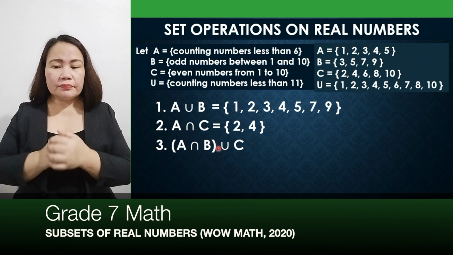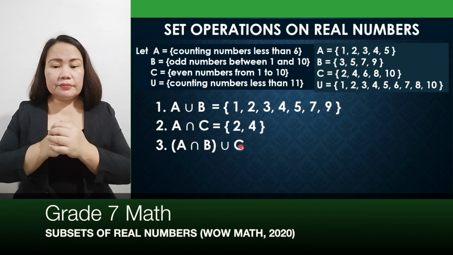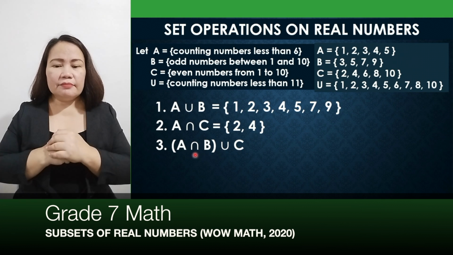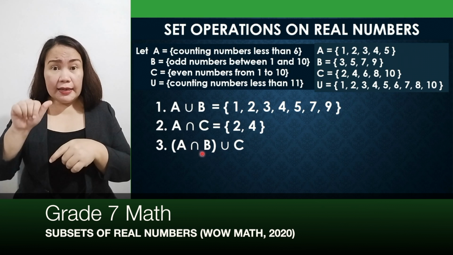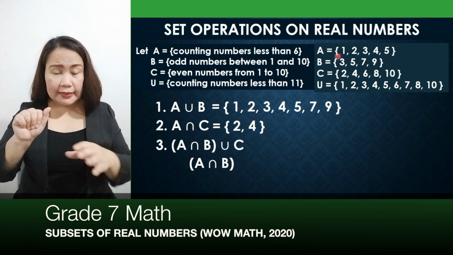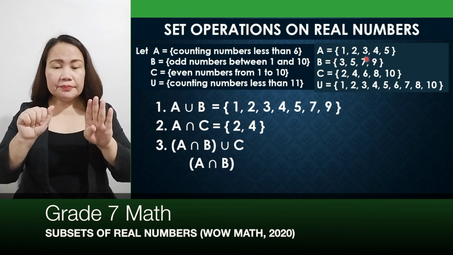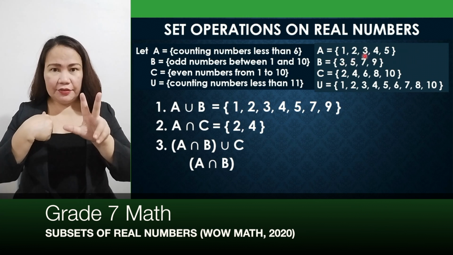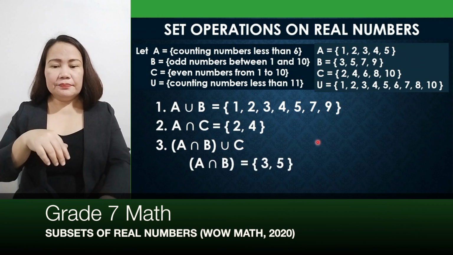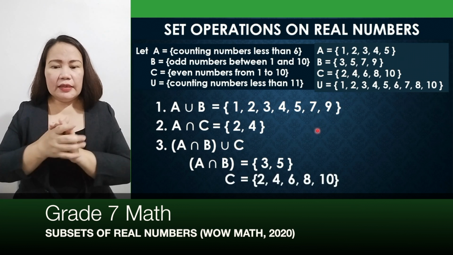Okay, let's have number 3. So, I have here the union of A intersection B and set C. So, paano natin to gagawin? Okay, so first, ang una munang kukunin is the A intersection B. Kunin natin kung anong meron sa A na meron kay B. And that is, pareho silang may 3, pareho silang may 5. So, the answer is 3, 5. Okay? And then, just copy the elements of set C. We have 2, 4, 6, 8, 10.